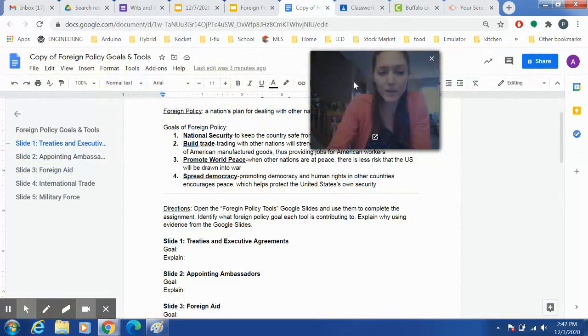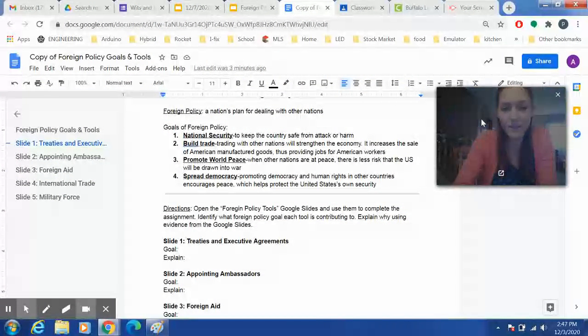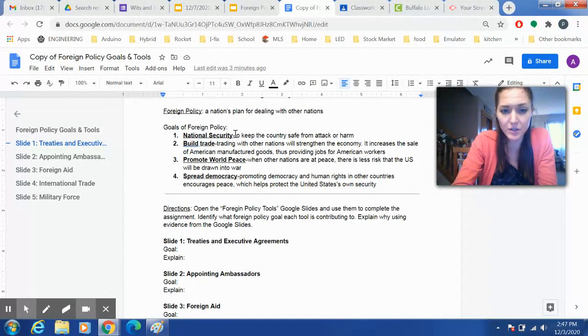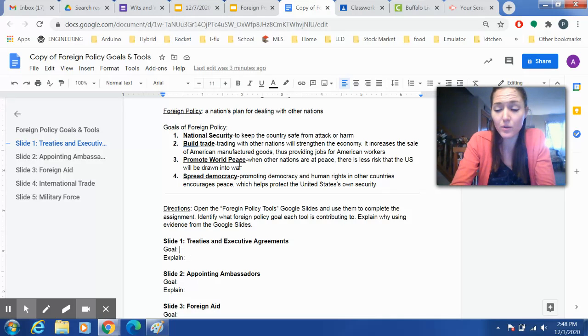So I'm going to go back to my Google Doc. Within this slide, I kind of saw national security, right, where they were talking about protecting each other in case they were attacked. We saw that those executive agreements sometimes deal with trade. So those are 2 potential options. We could also even say like promote world peace with that North Atlantic Treaty Organization where they're protecting other nations and making sure there's peace in other nations. So any one of those 3 could definitely work.